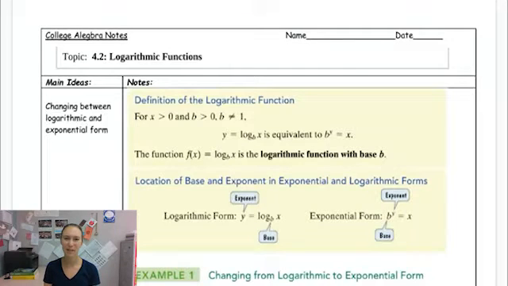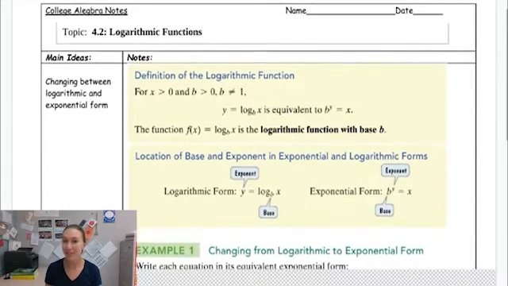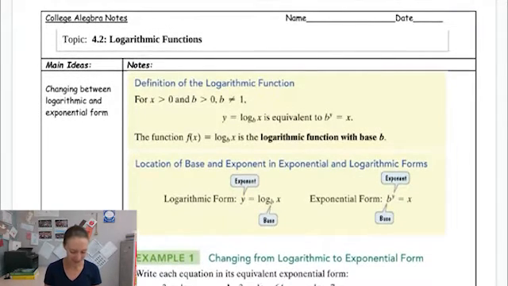Hey class, today we're going to be doing section 4.2 in our college algebra course, which is logarithmic functions. I love logarithms. They're so much fun and very useful in real life, which is really cool.